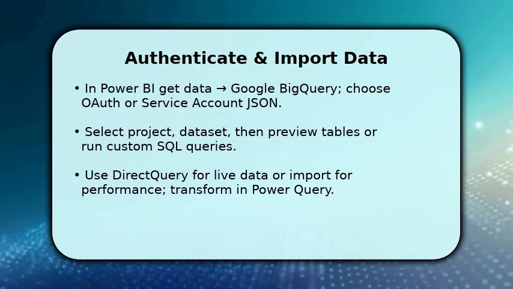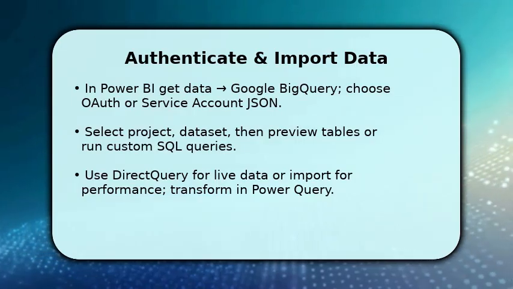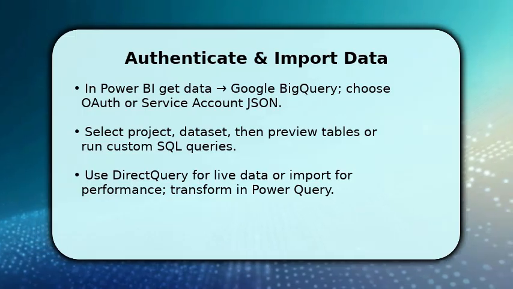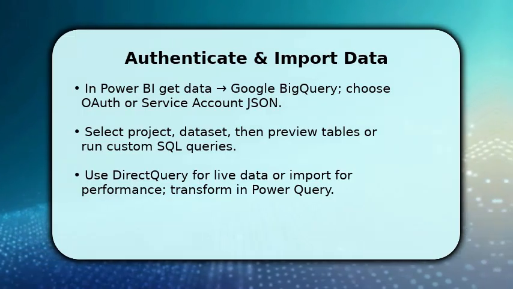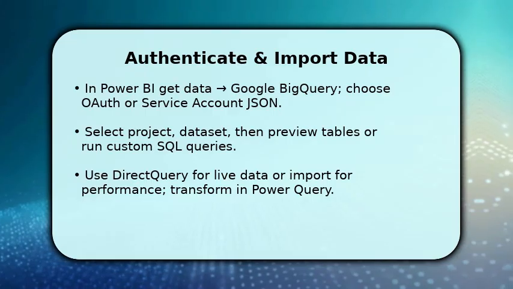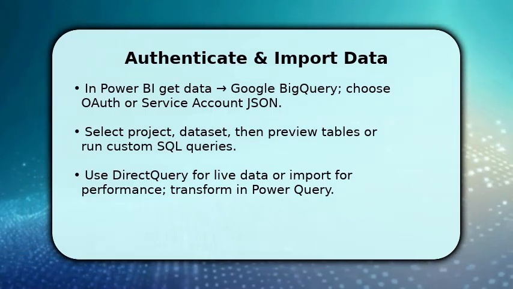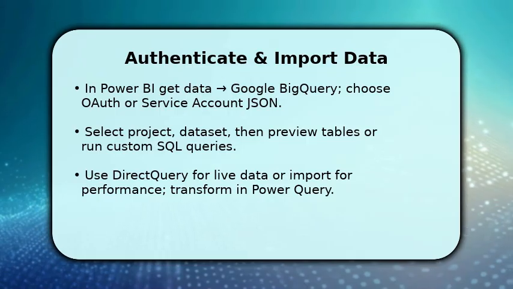Now you authenticate and pull data into Power BI. In Power BI Desktop, choose Get Data, then Google BigQuery. Pick Service Account JSON if you have the key, or OAuth for user-based access. Point to your project ID and browse datasets, or paste a custom SQL query to limit rows.